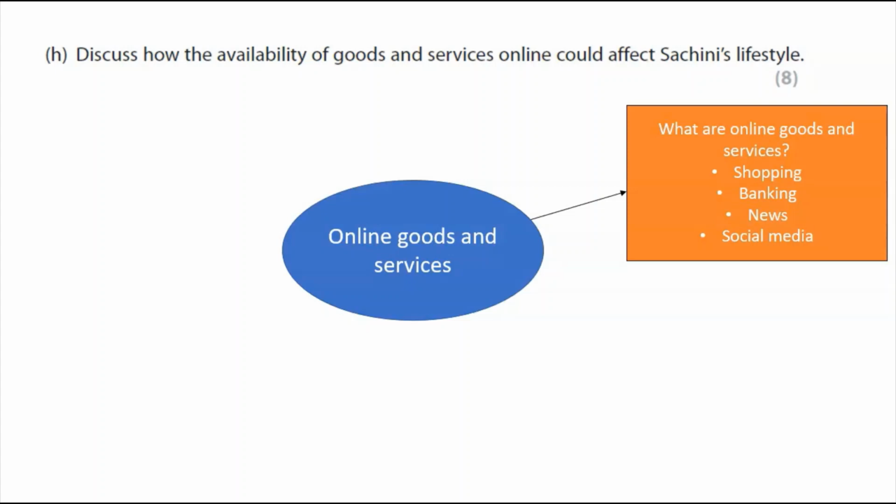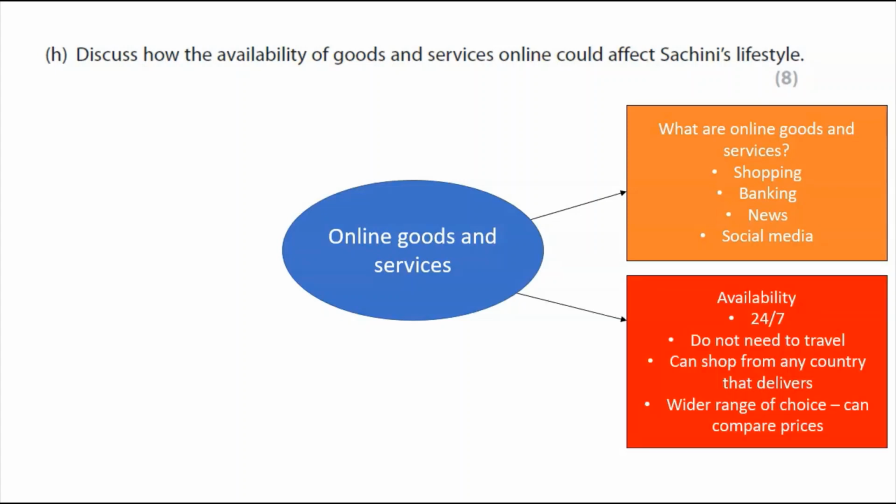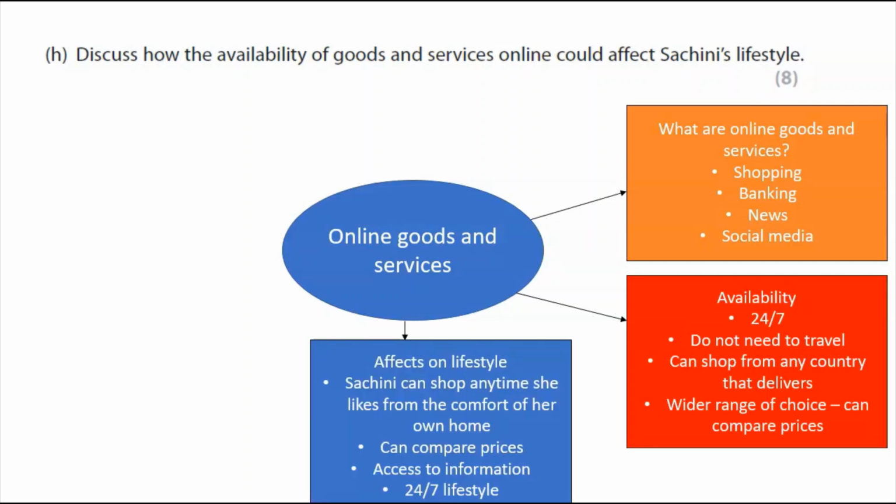I've looked at what are online goods and services: shopping, banking, news, social media. I've looked at its availability 24/7, all the time, don't need to travel, can shop from any country that delivers, wider range of choice, can compare prices. Effects on lifestyle: Shashini can shop anytime she likes from the comfort of her own home, can compare prices. Access to information, 24/7 lifestyle. So that's the effect on the lifestyle. It's that you can shop anytime, anywhere you like.